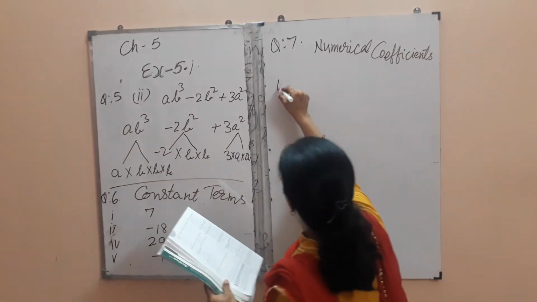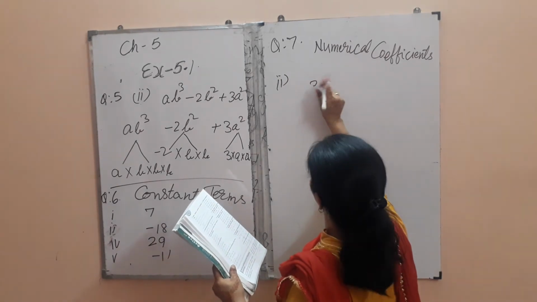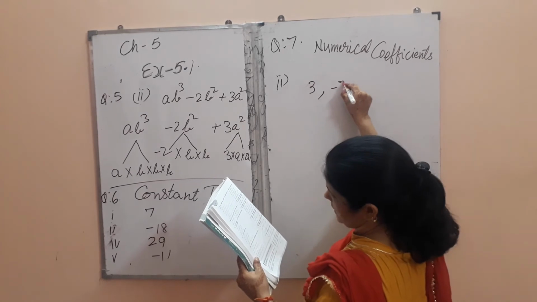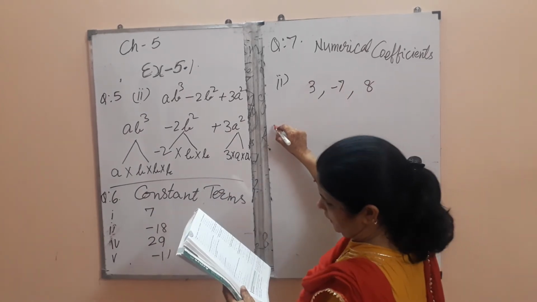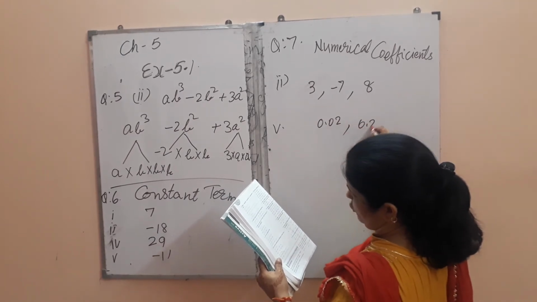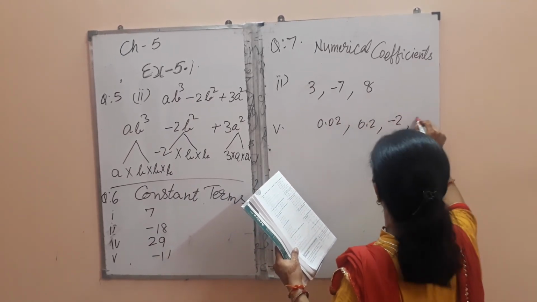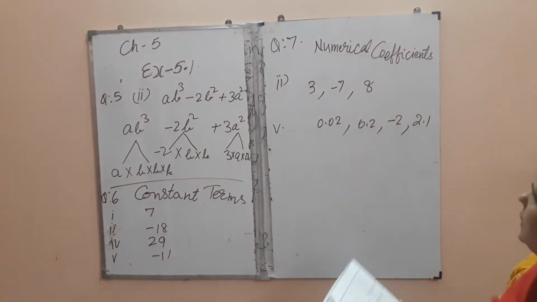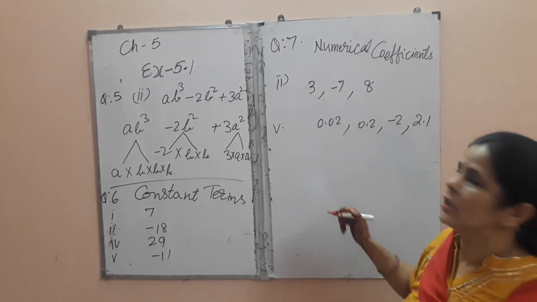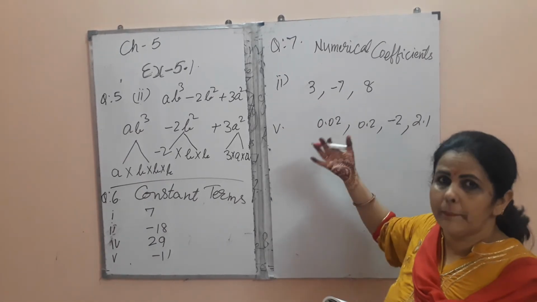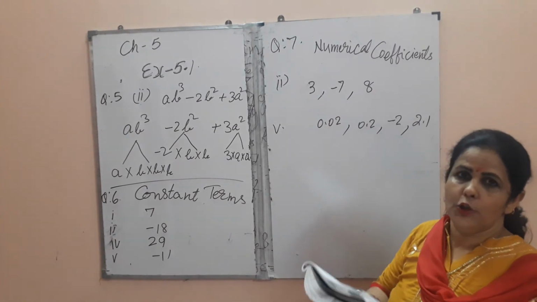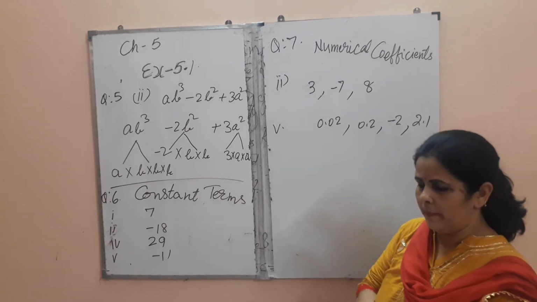I am doing the second part. 3 answers, only the answer I am writing. So it will be 3, minus 7 and 8. Then I am doing the fifth: 0.02, 0.2, minus 2 and 2.1. These are the numerical coefficients, meaning the coefficient or associates without variable, which are the numbers. The associates which are the numbers only, they are the numerical coefficients of a term.